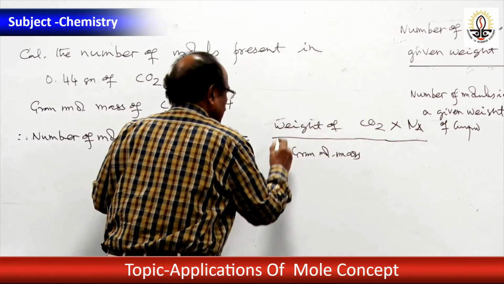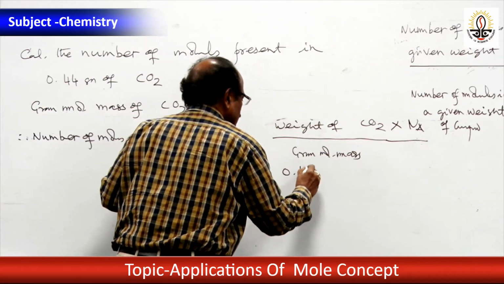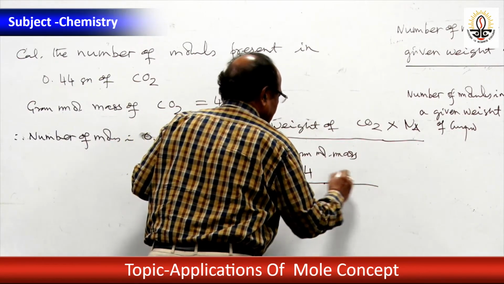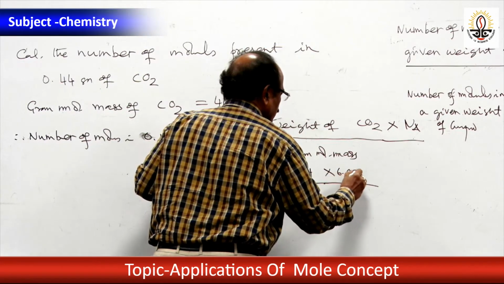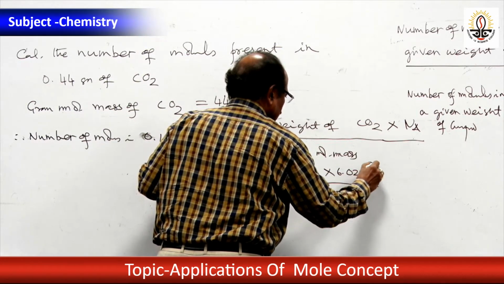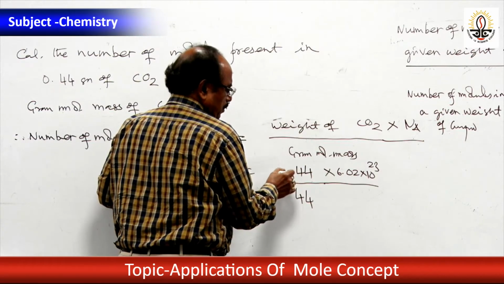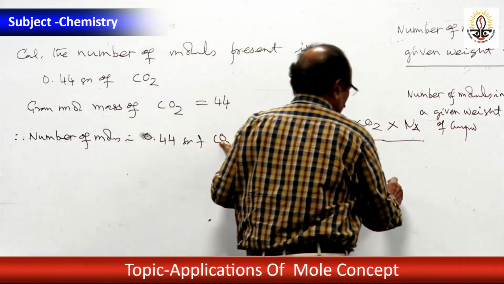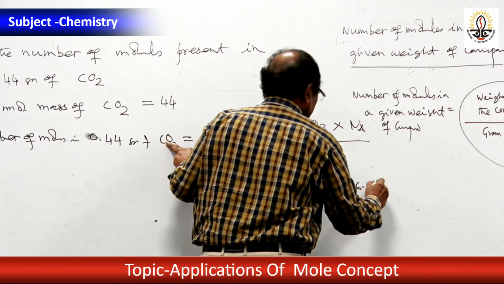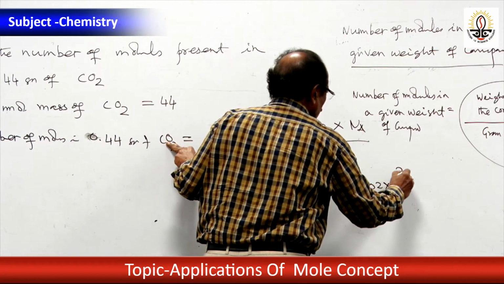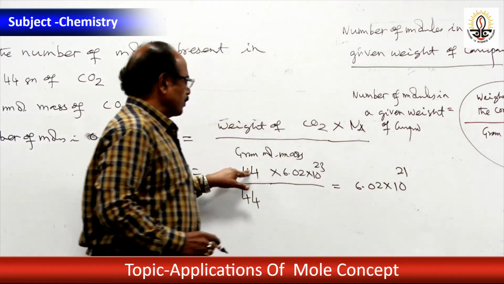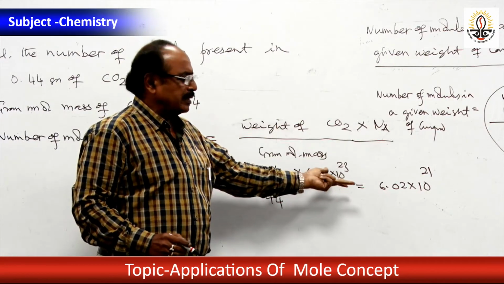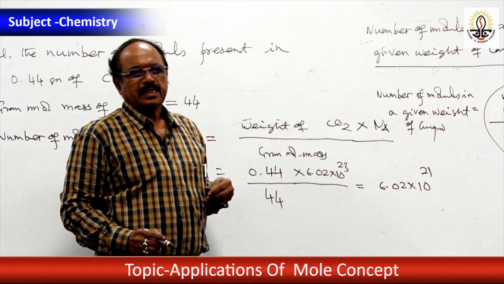So, you will get here 0.44 grams, we will divide it by 44 and we will multiply this by 6.02 into 10 to the power 23. So, you have two places after the 0. So, this will come to 6.02 into 10 to the power 21, because you have 0.44 means this 23 will come to 21. So, this is the number of molecules in carbon dioxide.